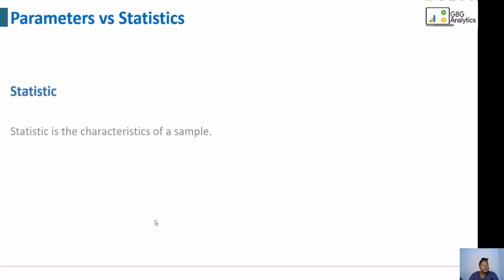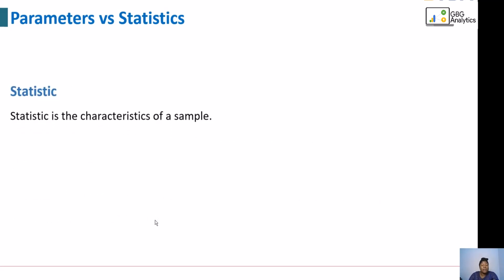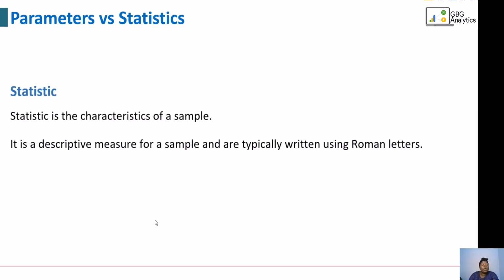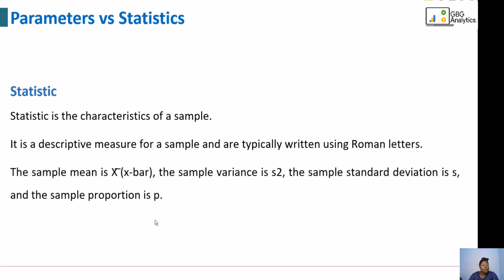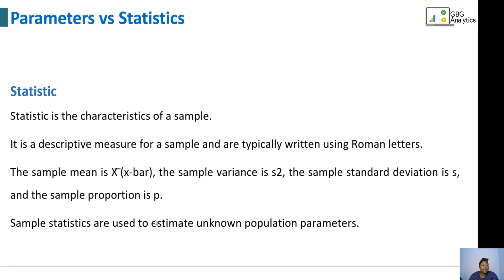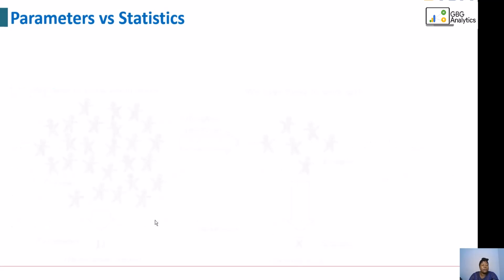So what is statistics? Statistics are the characteristics of a sample. They are also descriptive in nature because they measure a sample, and are typically written using Roman letters like X bar for mean. The sample variance is S squared, while the sample standard deviation is S and the sample proportion is P. So sample statistics are used to estimate unknown population parameters.